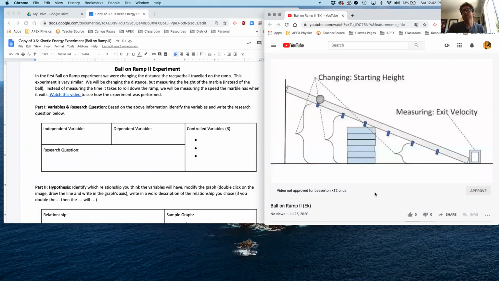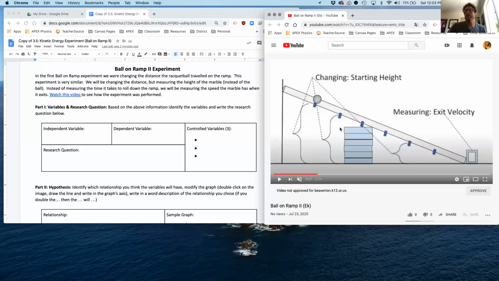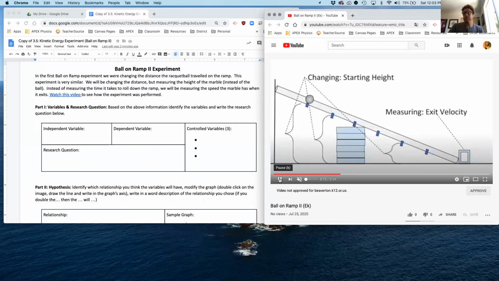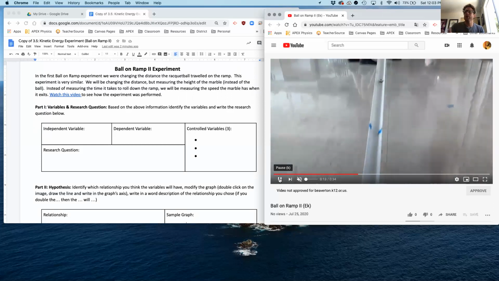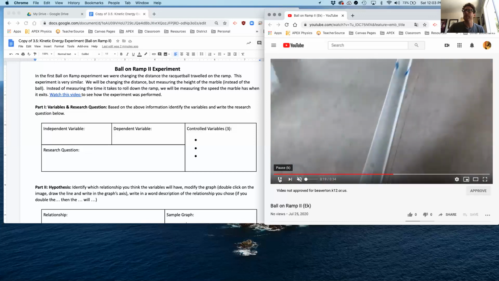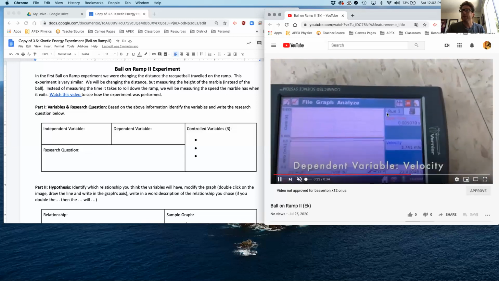Basically, the setup is pretty similar to the ball and ramp. We're starting the ball from different spots, but instead of measuring the distance that it's traveling, we're measuring the height, okay? We have this little tool over here that has a photo gate that measures the speed, and instead of using a racquetball, we're using a marble. So what we're changing is the starting height, and what we're measuring is the speed. Cool? It will look a little something like this. Ball comes down, it goes through the photo gate, and then that right there shows us the speed.